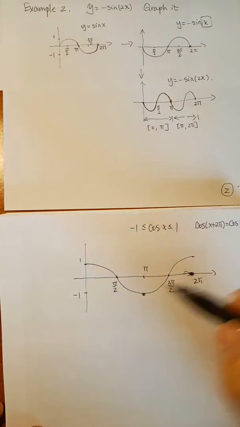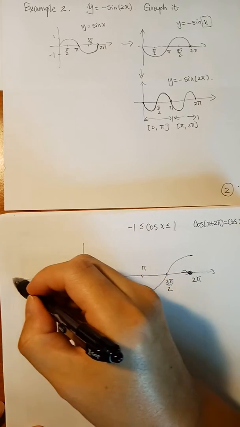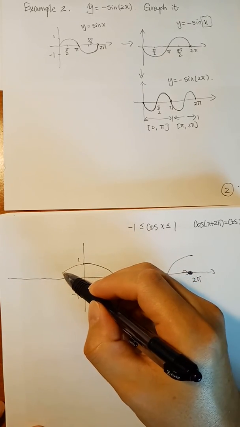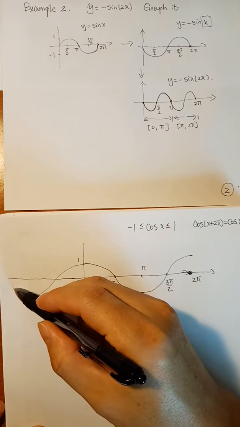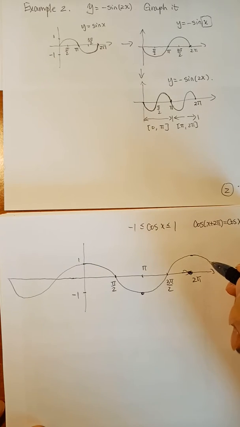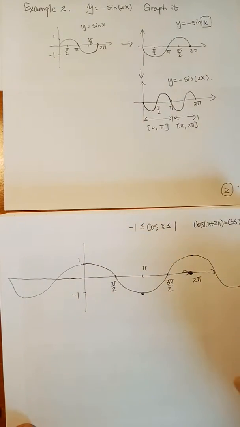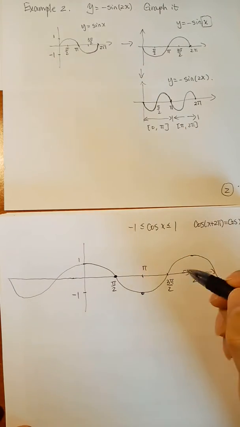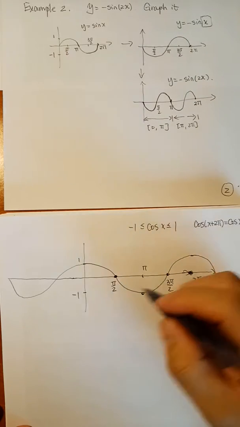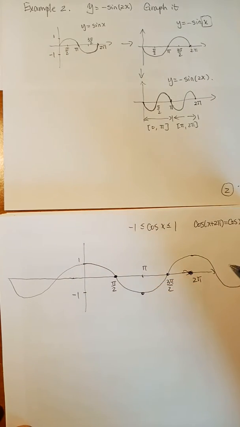And if you want to repeat it, here's the similar thing. So this is another wave function. And you will see that the graphs intersect at pi over 2, 3 pi over 2, 5 pi over 2, 7 pi over 2, all the odd multiples of pi over 2.